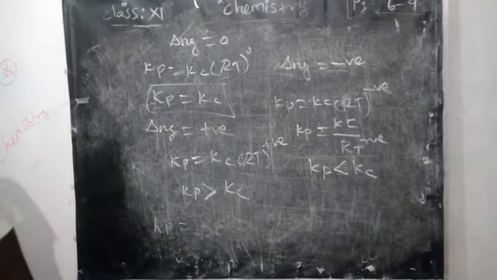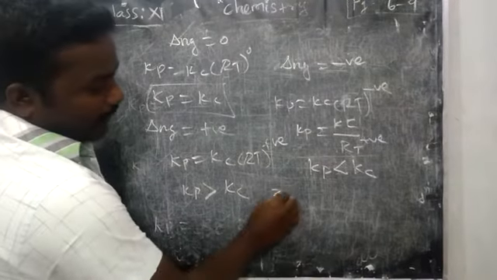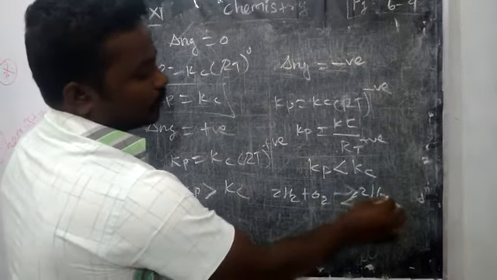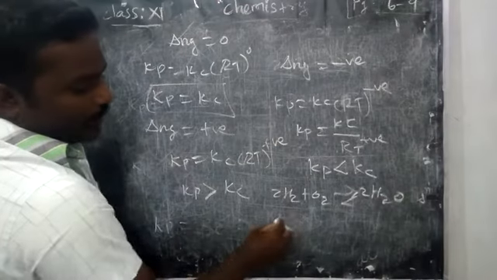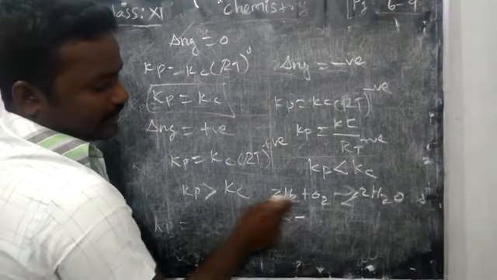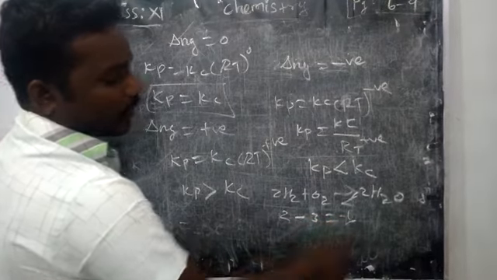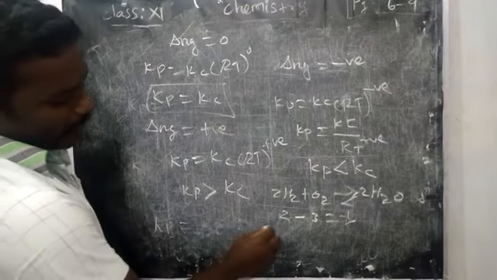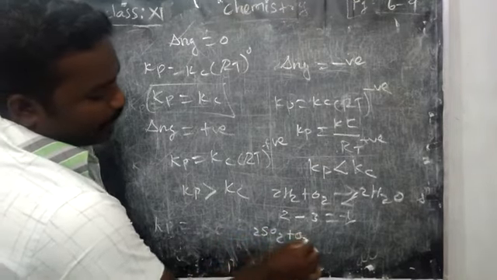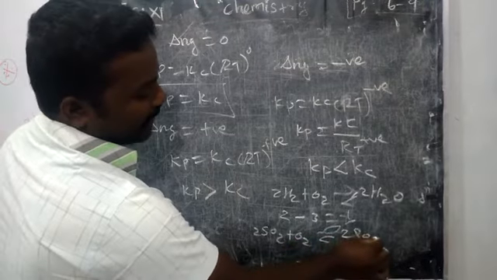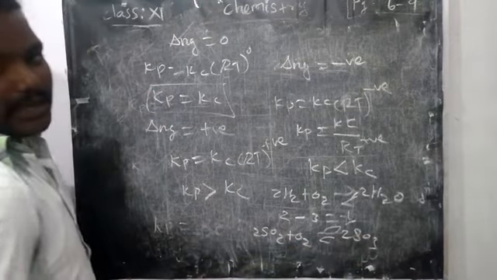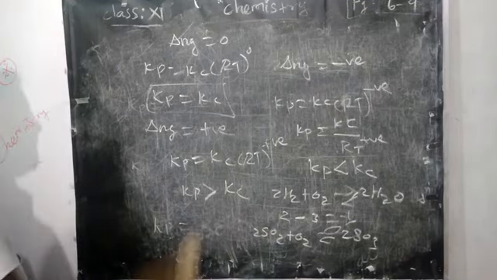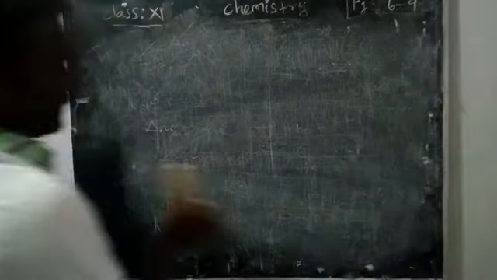Right? What are the examples we can write? Formation of water, 2H2 plus O2 gives 2H2O. Delta Ng value, how do you find? Product coefficient 2 minus 2 plus 1, 3. So minus 1. Delta Ng value becoming minus. Then the contact process, 2SO2 plus O2 gives 2SO3. 2 minus 2 plus 1, 3. So 2 minus 3, minus 1. So negative means Kp is less than that of Kc.